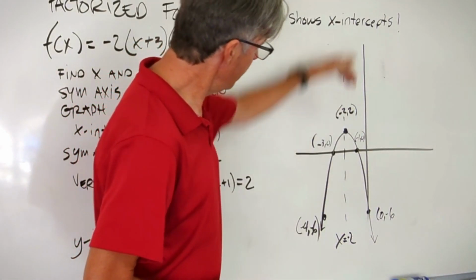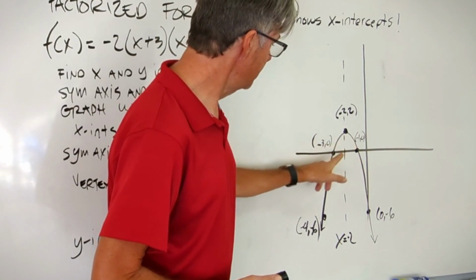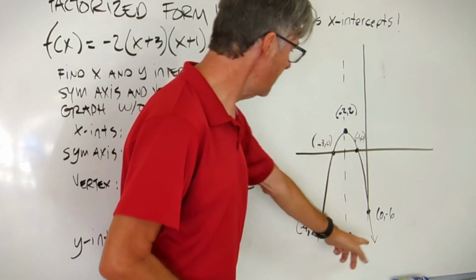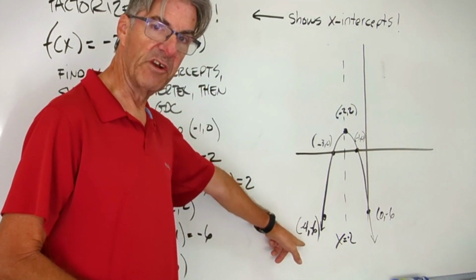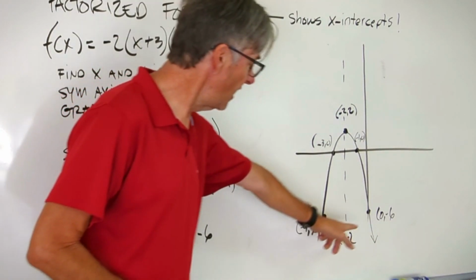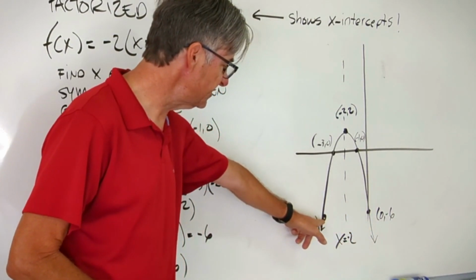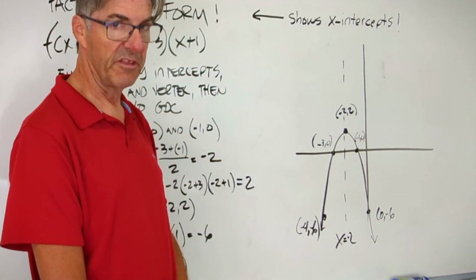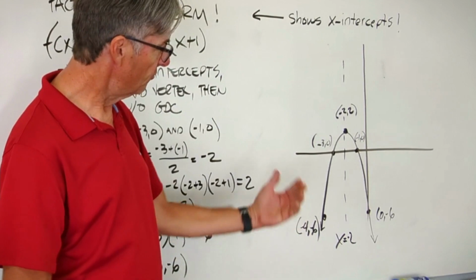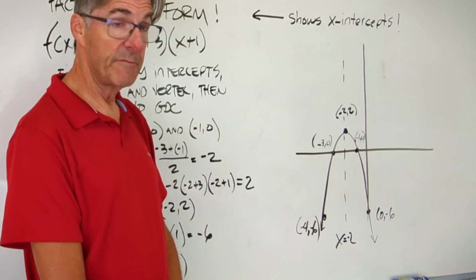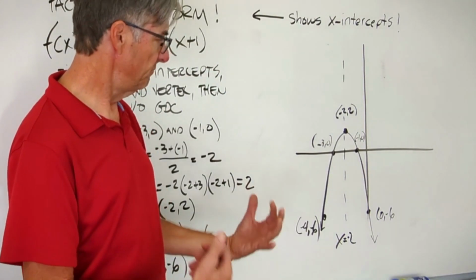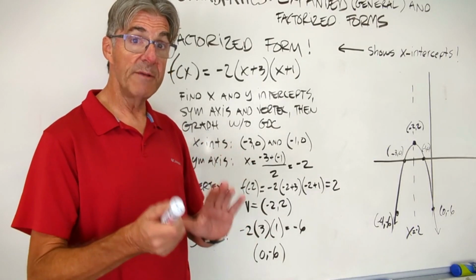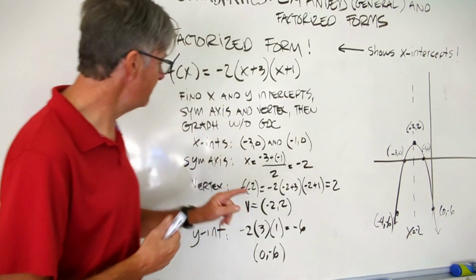So check this out. Here's my symmetry axis, my vertex, my x-intercepts, and my y-intercept. I also got this point kind of for free. How did I do that? I reflected this one across the axis of symmetry to get the other one over there. So that gives me a really nicely done drawing of my parabola with 5 labeled points, the axis of symmetry, and it's pretty accurate.